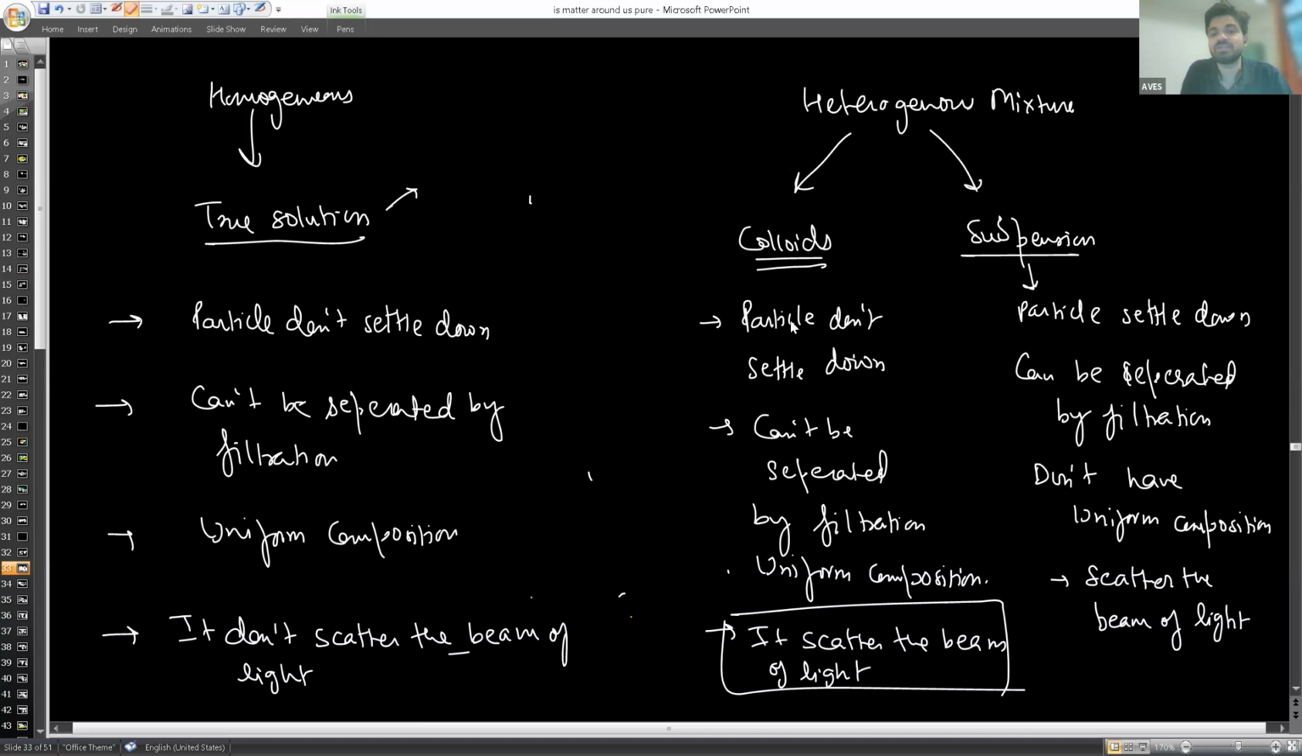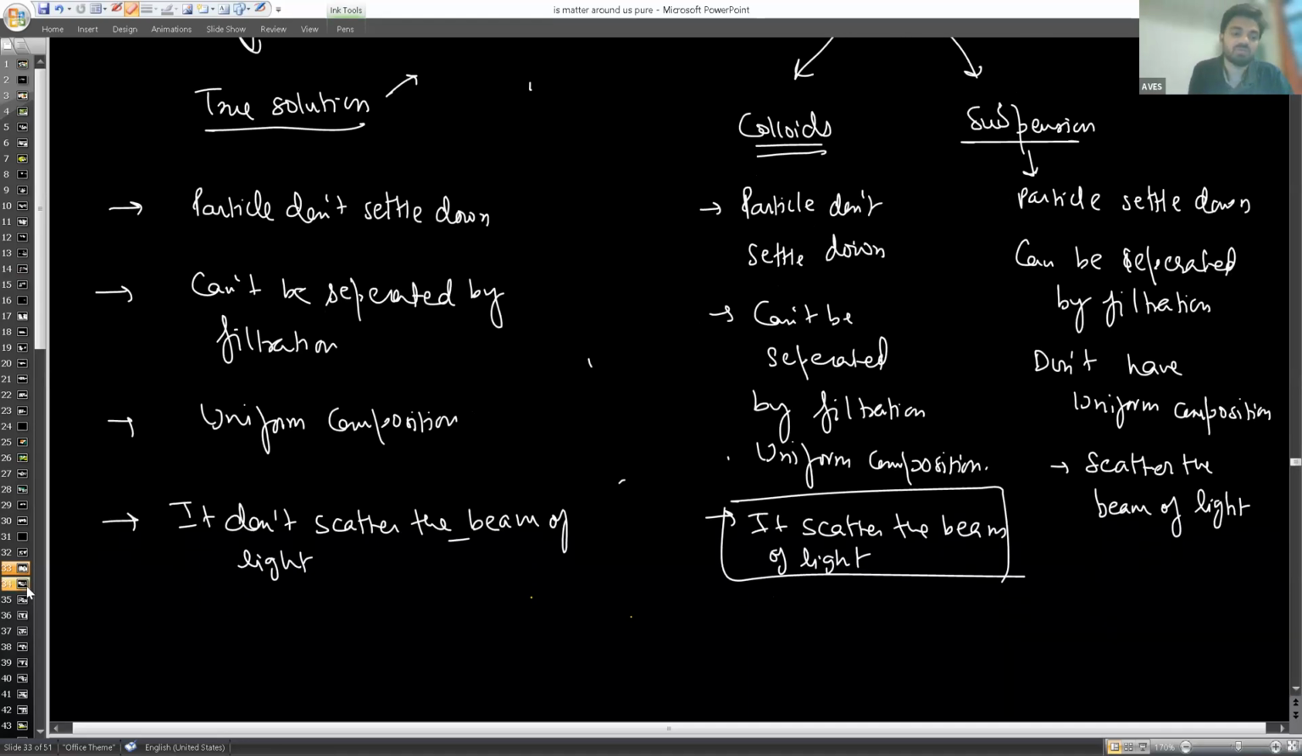Colloid particles scatter the beam of light, while the true solution, or the homogeneous mixture, does not scatter the beam of light. The path of the light will not be visible in a true solution. However, in a colloidal solution, the path will be visible. Okay? Understood? Yes or no? Yes, sir.